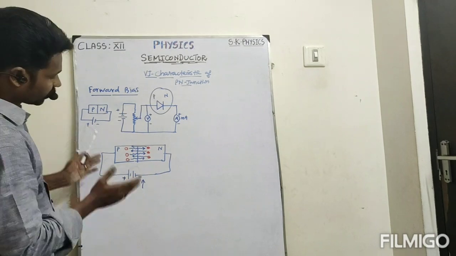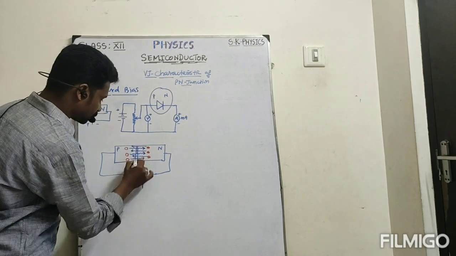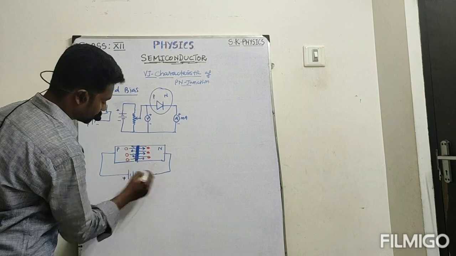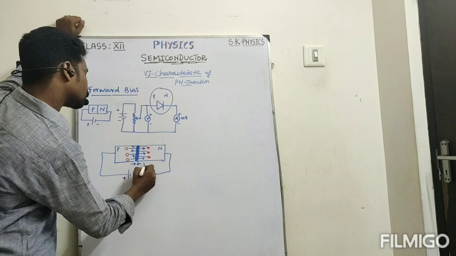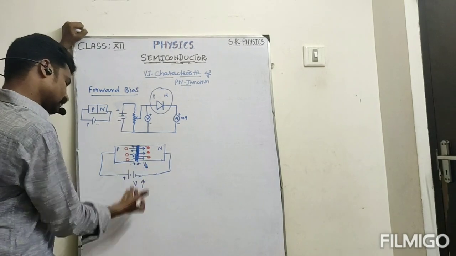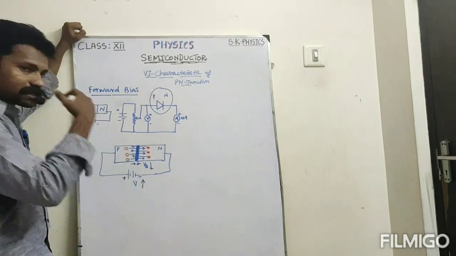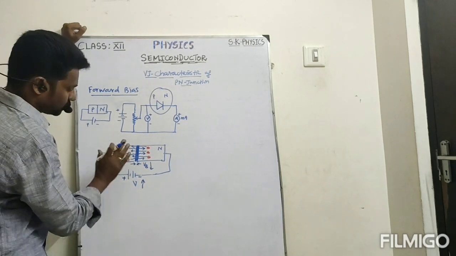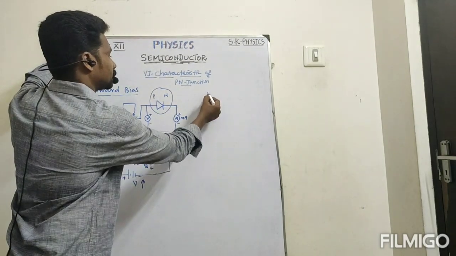So here, actually, what happened? Diffusion happened. Due to this, the depletion region, the barrier width, is going to reduce. That means, when increasing the applied potential, the barrier potential VB is reducing. Almost it reaches zero.